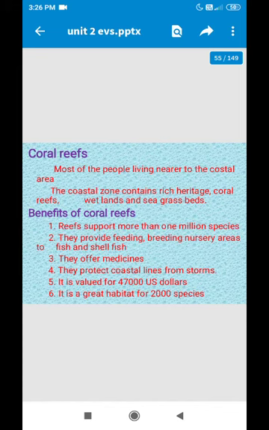Now let us see what is coral reef. Most of the people live nearer to the coastal area. The coastal zone contains rich heritage, coral reefs, wetlands and sea grass beds.